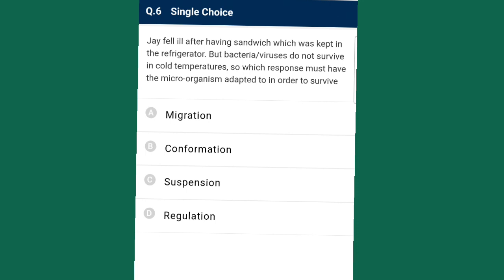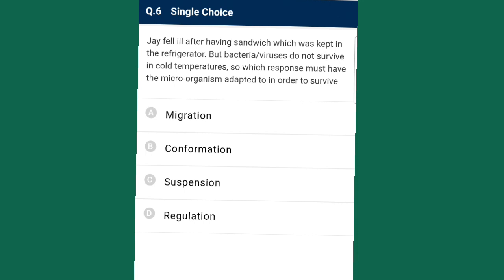Question number 6. J fell ill after having a sandwich which was kept in the refrigerator, but bacteria or viruses do not survive in cold temperatures. So which response must the microorganism have adapted to in order to survive?